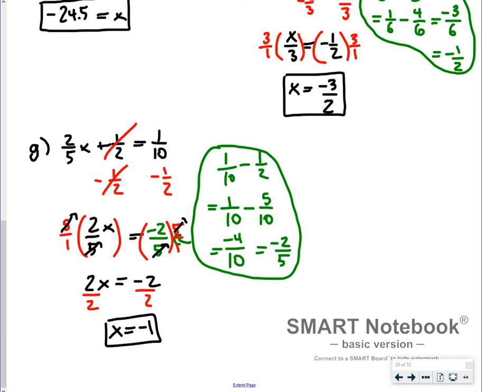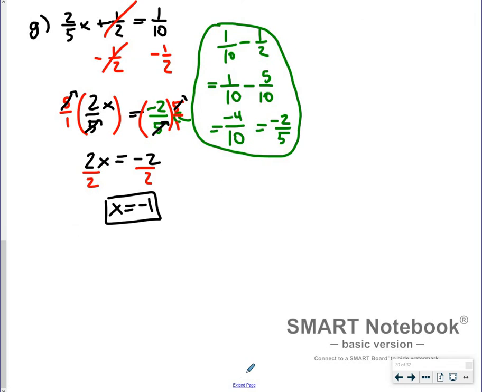All right, and I think we got one more to go. 2 minus x/4 equals 3/8. Okay, so I've already got the x's on the left side. I've got another number over here on the left as well. So I need to make a choice.